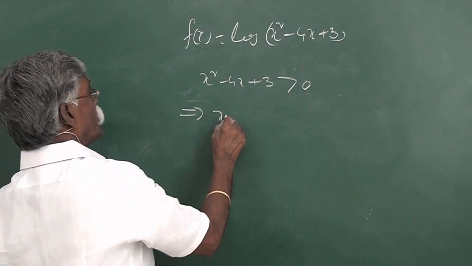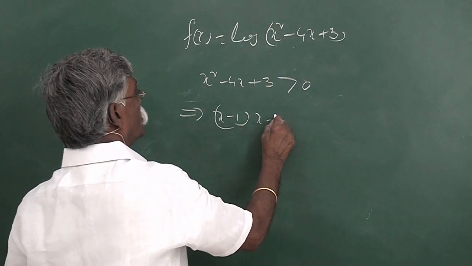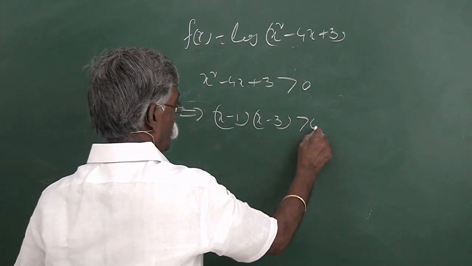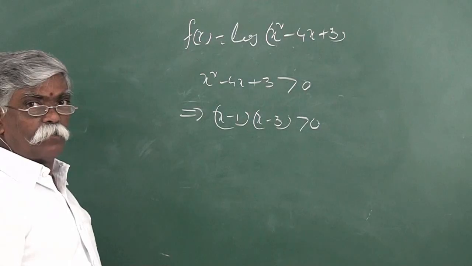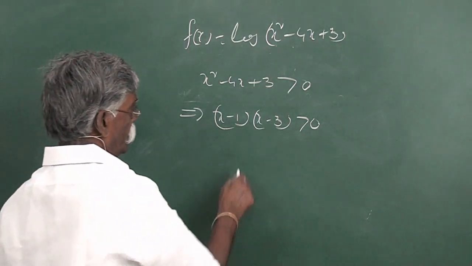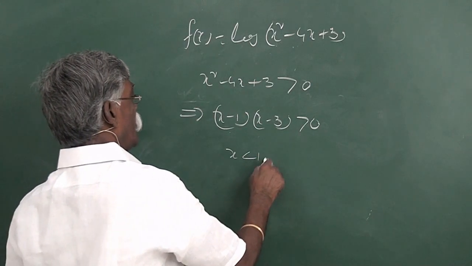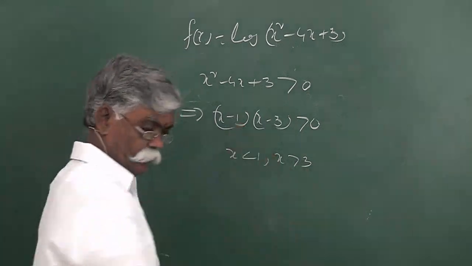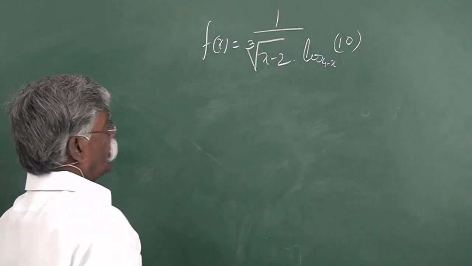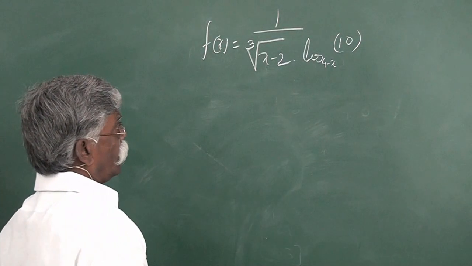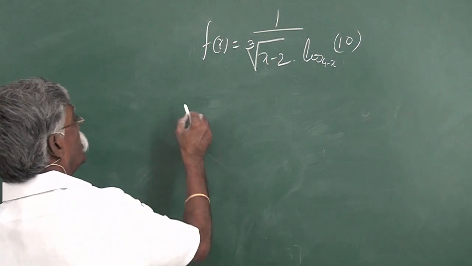This implies (x minus 1) into (x minus 3) greater than 0. Coefficient of x square is positive, expression is positive. x cannot lie between 1 and 3. So x should be less than 1, x should be greater than 3. 1 by cube root of x minus 2 into log 10 to the base 4 minus x.